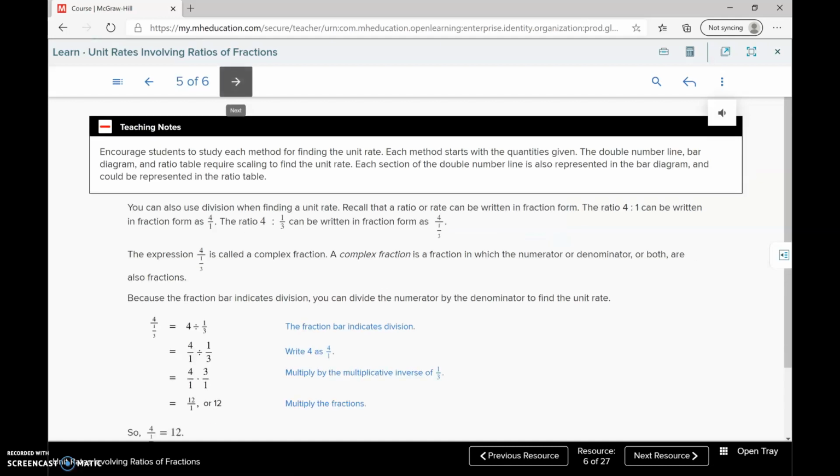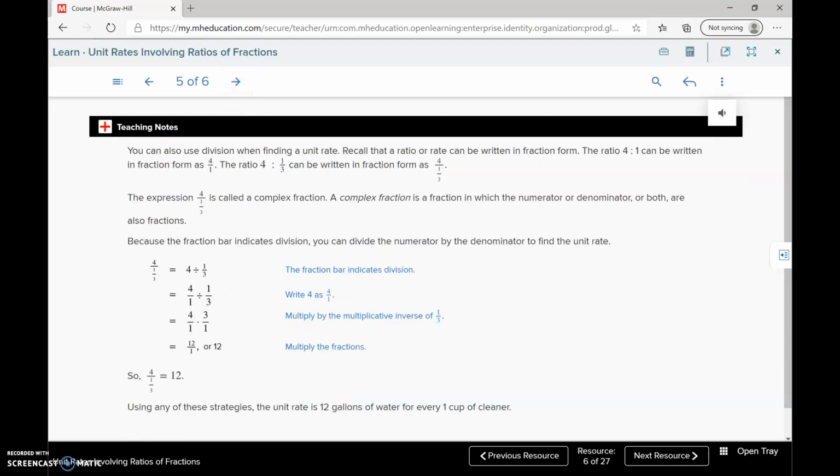Now, we worked with this a little bit. You can also use division when finding a unit rate. Recall that a ratio can be written in fraction form. A ratio of 4 to 1 can be written as the fraction 4 over 1. So the ratio of 4 to 1/3 can be written as 4 over 1/3. 4 over 1/3 is called a complex fraction. Remember we talked about that way back in our lesson, what a complex fraction is. A complex fraction is a fraction in which the numerator or denominator, or both, are also fractions.